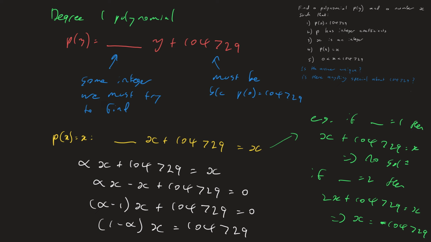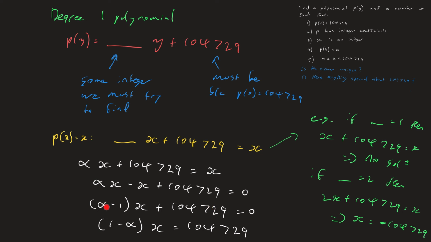So alpha x plus 104729 equals x. I can subtract x from both sides. Alpha x minus x plus 104729 equals 0. I can then factorize this term here. x is a common factor. This is alpha times x. This is negative 1 times x. So I've got alpha minus 1 in brackets times x plus this number equals 0.